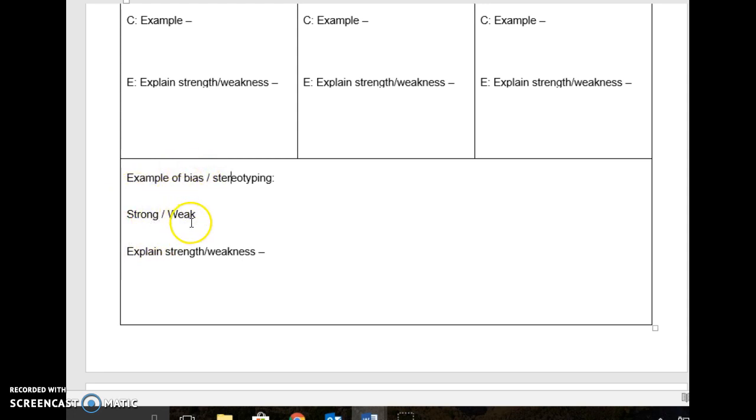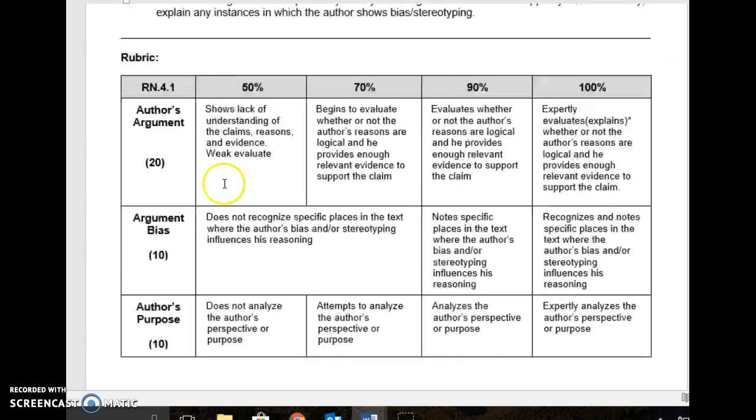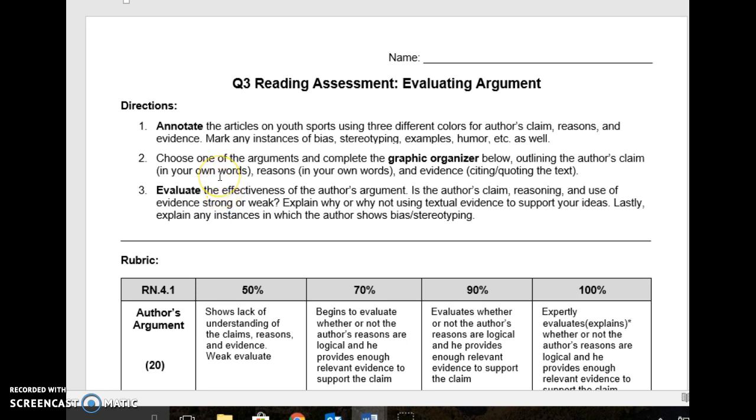But sometimes the bias is based way too much on experience and you can't take the author seriously, and that weakens the argument. So you're going to tell me, what example are you choosing? Write out that example. Tell me if it's strong or weak, and then I want you to explain how it is strong or how it is weak. This is your second step of your reading assessment today.